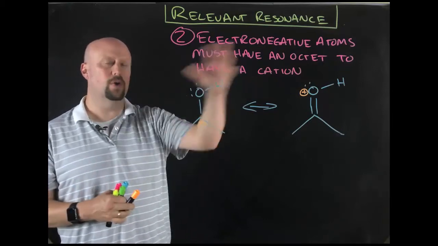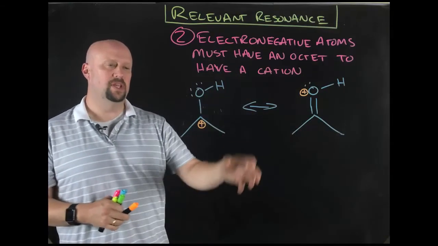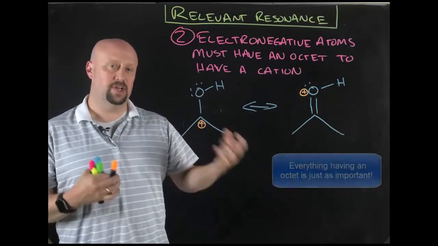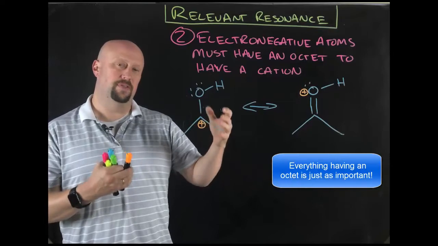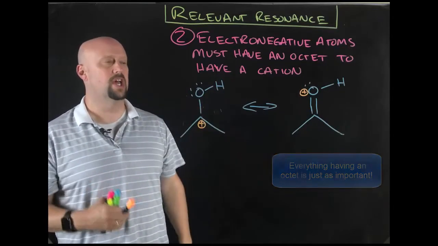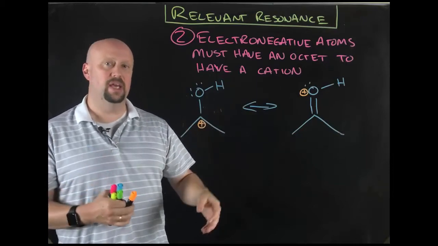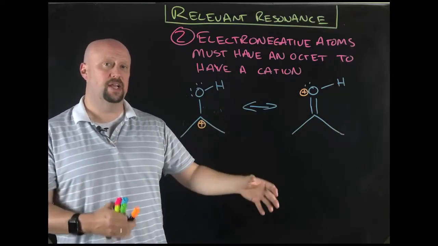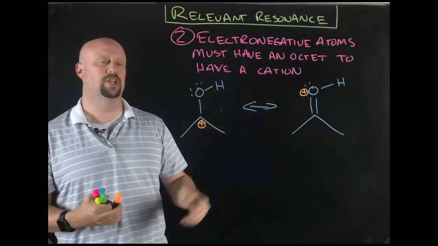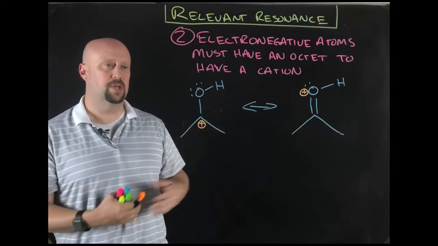A corollary to this rule is that the most stable situation is going to be where everything has an octet. So if the formal charges are equivalent, or at least close to one another, what matters then is, hey, does everything have an octet? That's the only way that electronegative atoms like nitrogen and oxygen can have a positive charge, can be cationic.